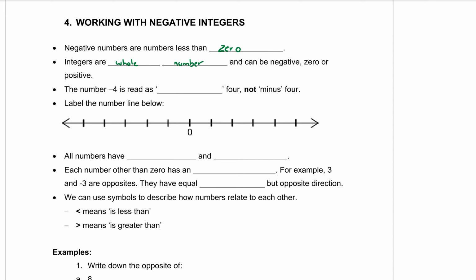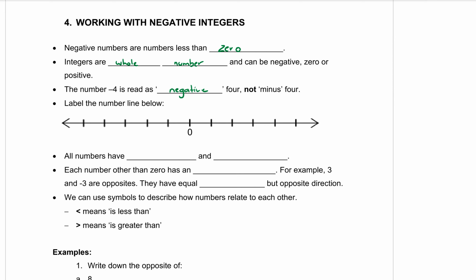The number -4, if you're saying it properly, you should read it as "negative 4," not "minus 4," although I use both ways of saying it, and I'm okay with you saying it both ways. We're going to be using both ways.